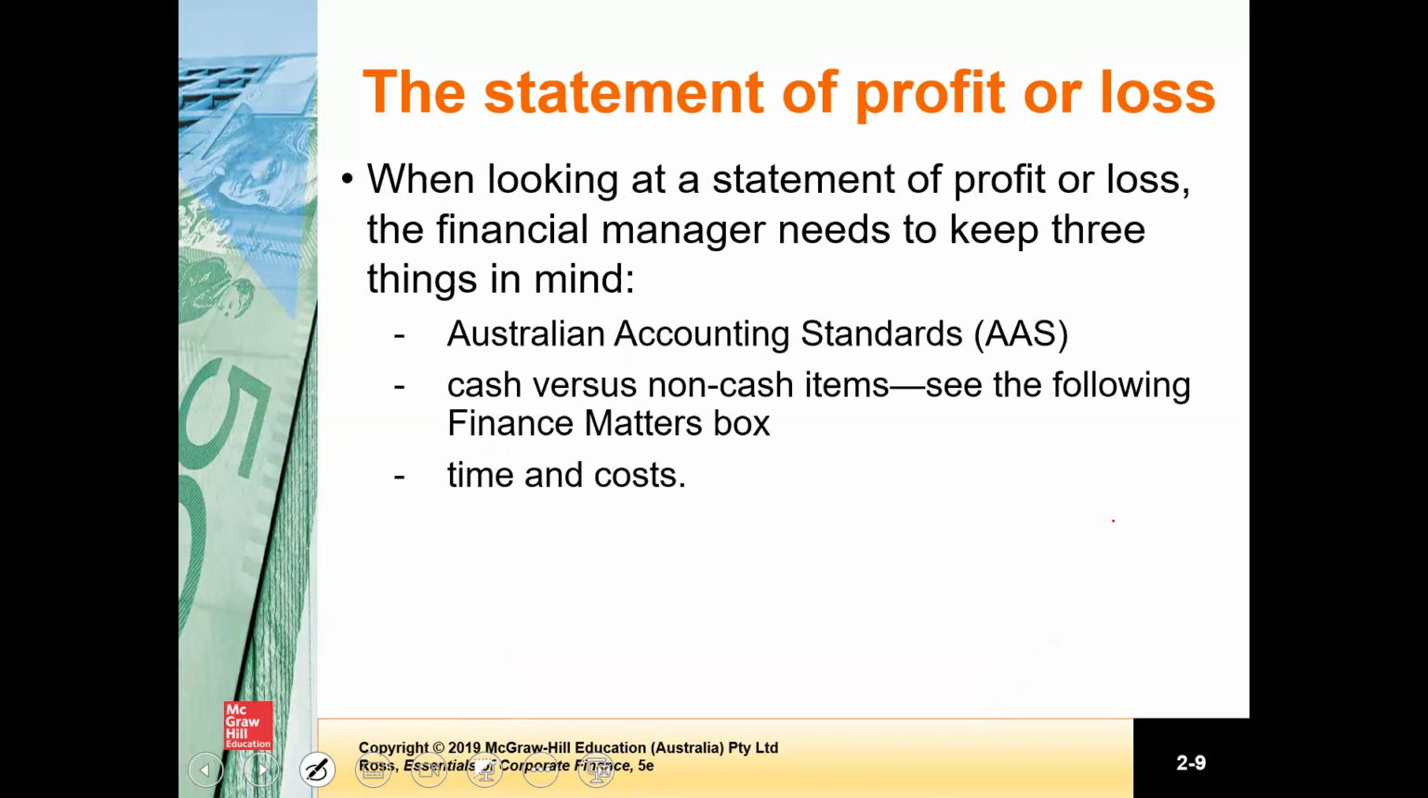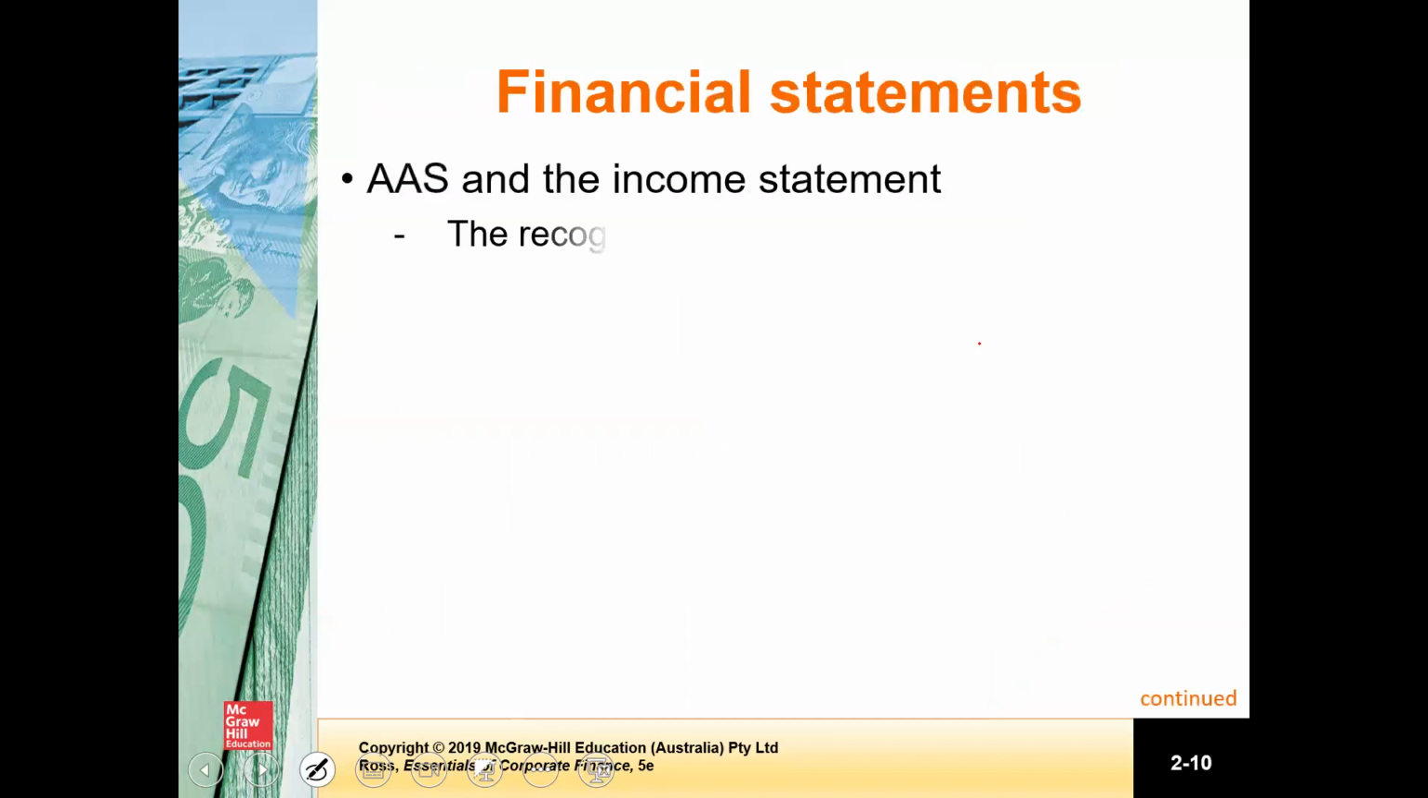When looking at a statement of profit or loss, the financial manager needs to keep three things in mind: accounting standards, which in Australia will be Australian accounting standards, cash versus non-cash items, and time and costs. So let me briefly discuss each of these points.